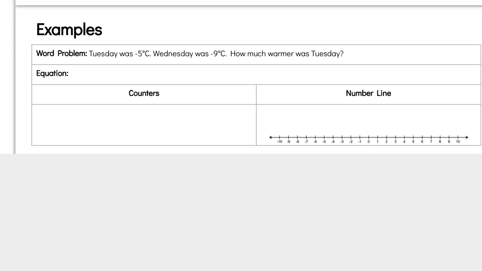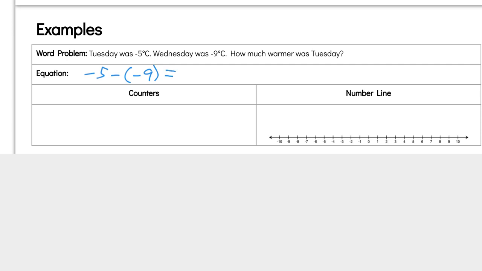Okay, well, what does this equation even look like? That's the first thing we need to do. We need to interpret it. Okay, so we want to know, what do I need to add to the coldness of Wednesday to get to Tuesday? If that's the case, I need to set it up like this. What do I need to add to Wednesday to get to the warmth of Tuesday? How much warmer was it?